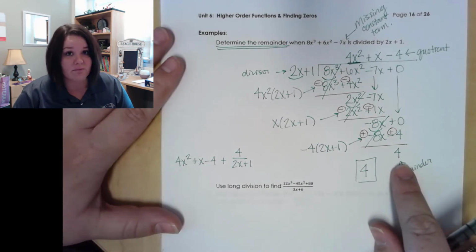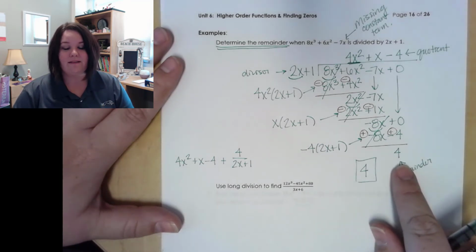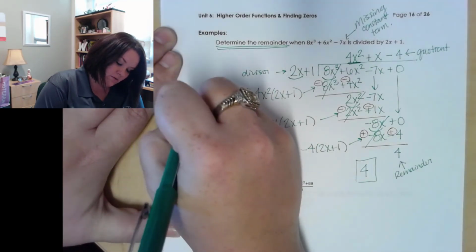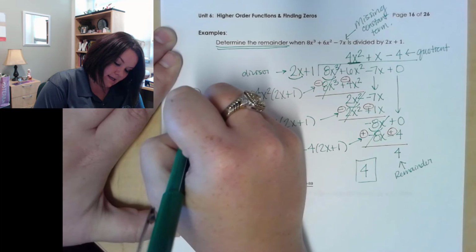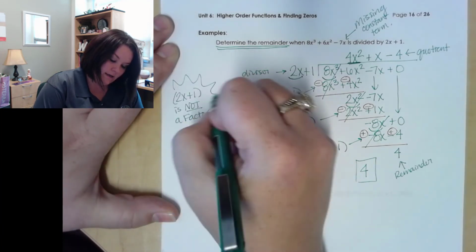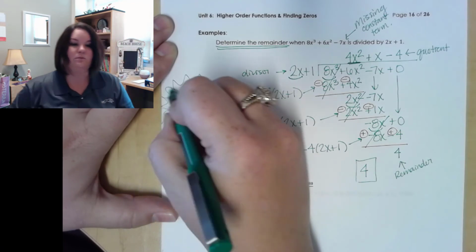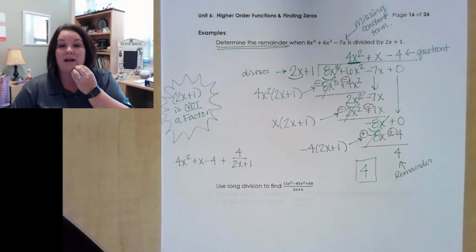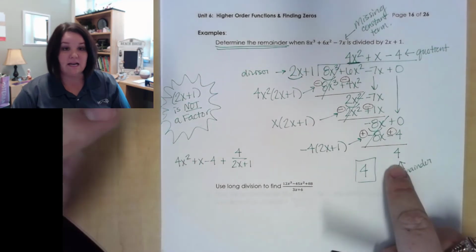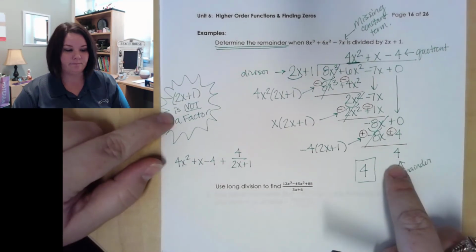Now, because I got a remainder, right, I didn't get a 0, that means it didn't go in evenly, which tells me that 2x plus 1 is not a factor of this polynomial. Again, it didn't ask for that, but you may have homework problems where it asks that. So be sure you're aware that if you get a remainder, that means it's not a factor.